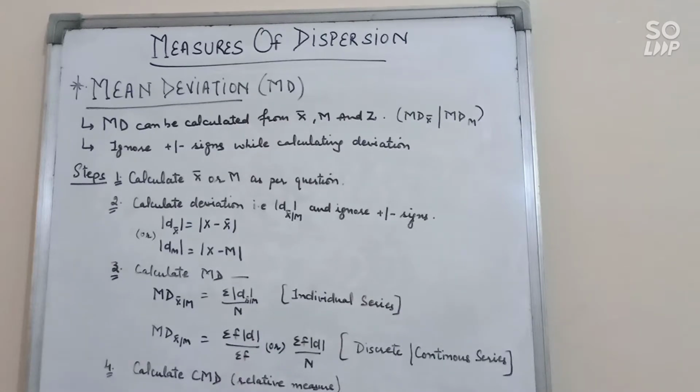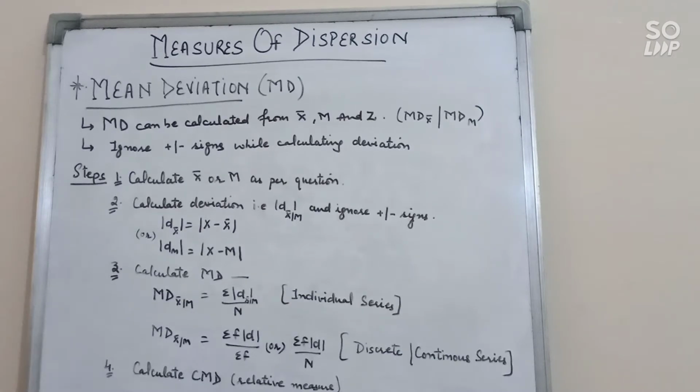Good morning students. We are doing the chapter measure of dispersion. Under this chapter we have done two topics, that is range and quartile deviation, QD. Today we will do mean deviation under individual series. It is also known as MD.